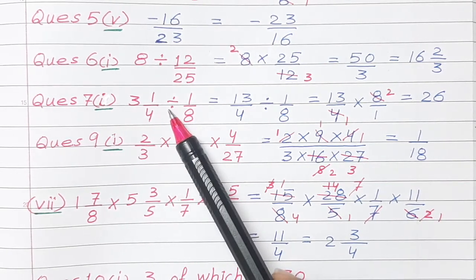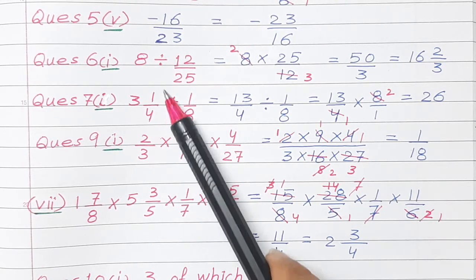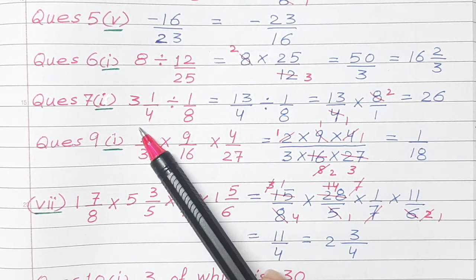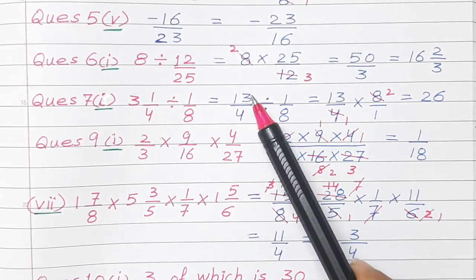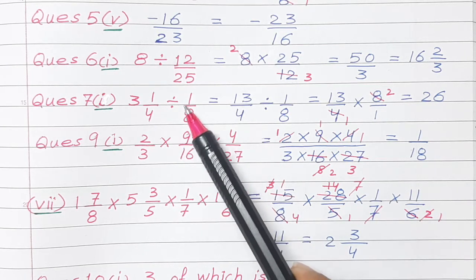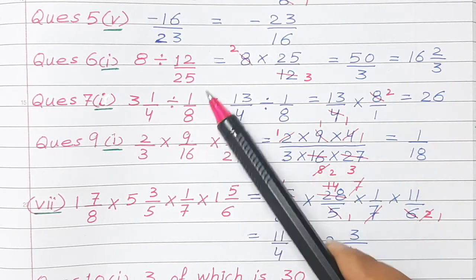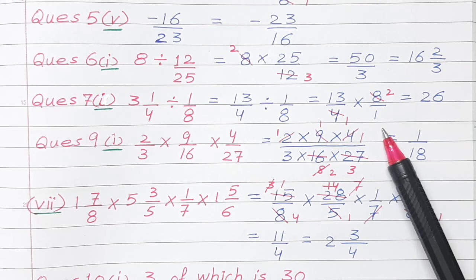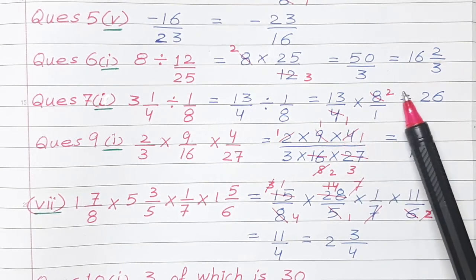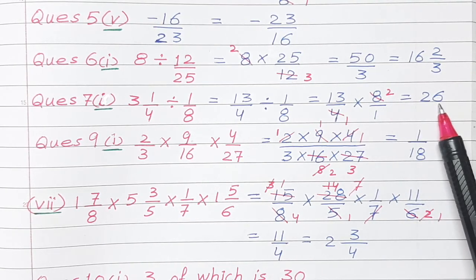Now see 7th question, first part. Again we have to divide. Now 3 1 by 4 is in mixed fraction. So let us consider this into improper fraction. 3 4s are 12, 12 plus 1, 13 upon 4. Now instead of this division sign, we'll use the sign of multiplication and we'll take the reciprocal. So it will become 8 upon 1. Now 4 1s are 4, 4 2s are 8, 13 2s are 26. So 26 is the answer.